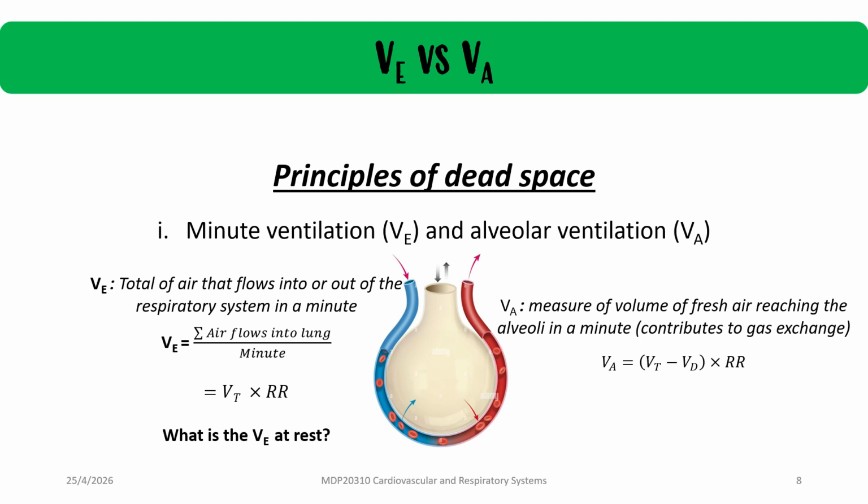So let's say you breathe in a smaller tidal volume, less than 500 mL, which means most of the air will stay in the dead space. So there will be a lesser volume of air that will enter the alveoli to allow for gas exchange.